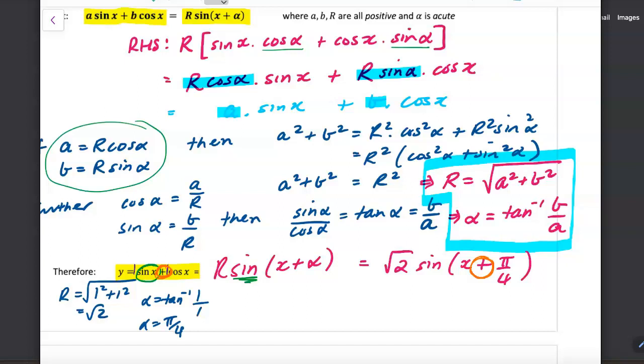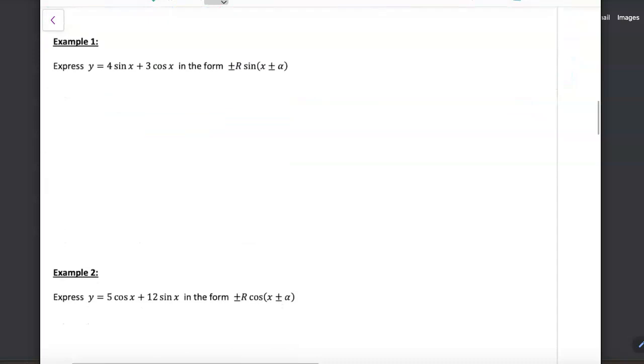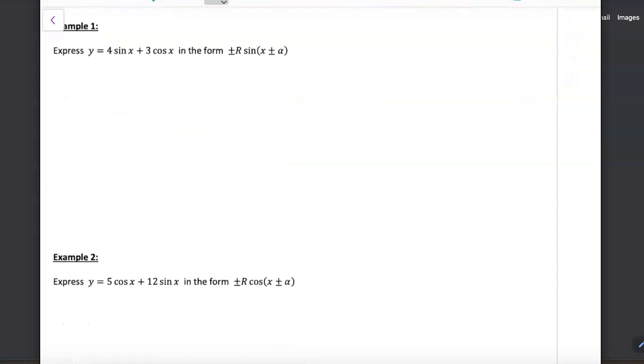So let's see this in action again. Let's try and express y equals 4 sin x plus 3 sin x in the form r sin(x plus or minus angle alpha). So I know that my r value is going to be the square root of 4 squared plus 3 squared, which is the square root of 25, so r is just 5.